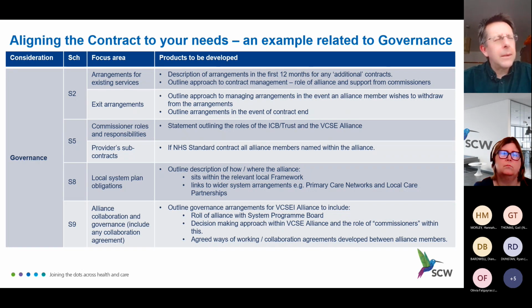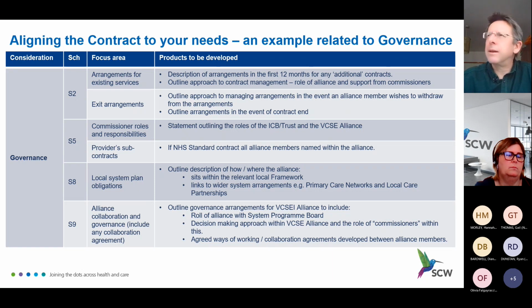Schedule 8, at this moment in time, looks at local system plans and the obligation. So this was an attempt by the NHS contracting team to preempt the legislation that came in July 2022 with regard to integrated working, collaborative working, provider collaborations, and understanding the benefits and outcomes of joint system working. And it starts to describe the rules and relationships for that.